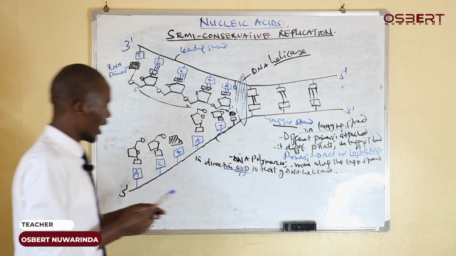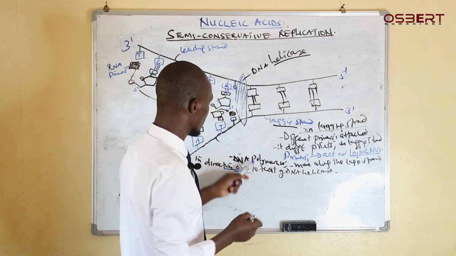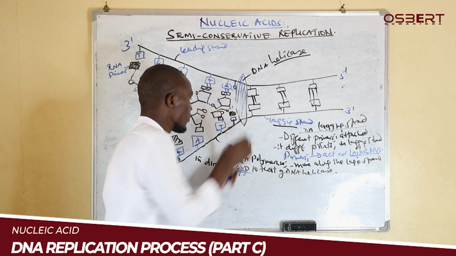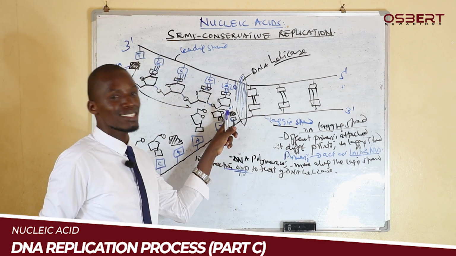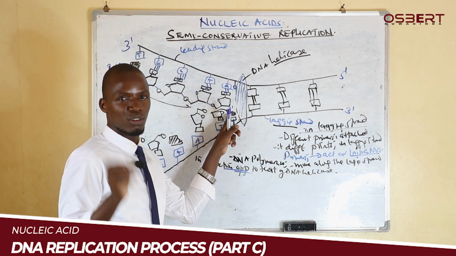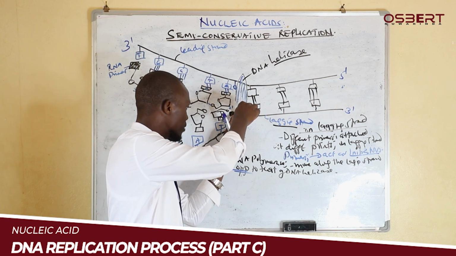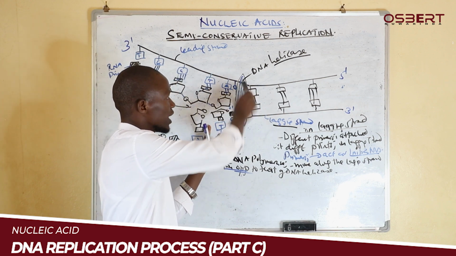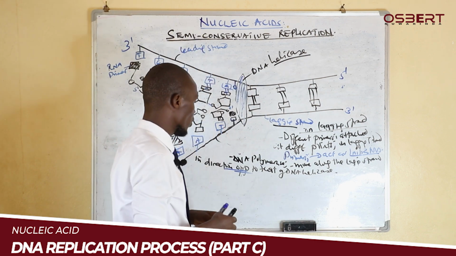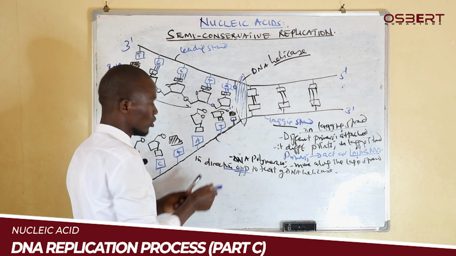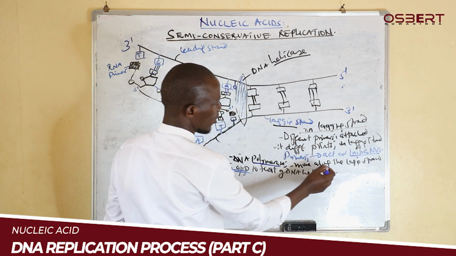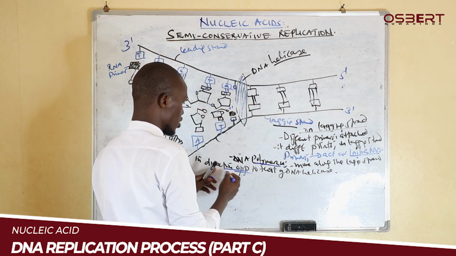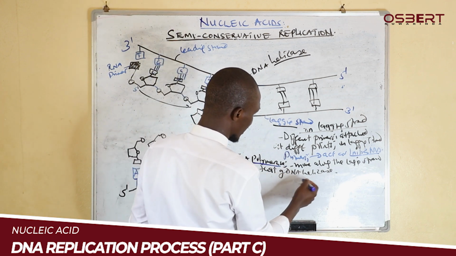So we are saying after the primer has attached, now the DNA polymerase moves along the strand. But starting from where? Starting from where the primer is, the DNA polymerase moves in a direction which is opposite that of the what? Of DNA helicase. So we are saying DNA polymerase moves along the lagging strand in the opposite direction to that of the DNA helicase.